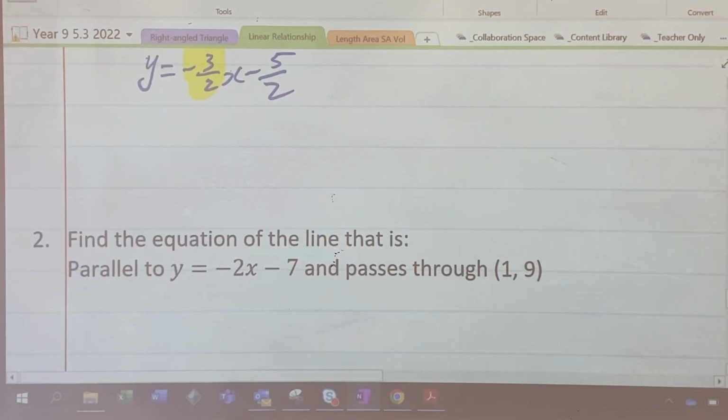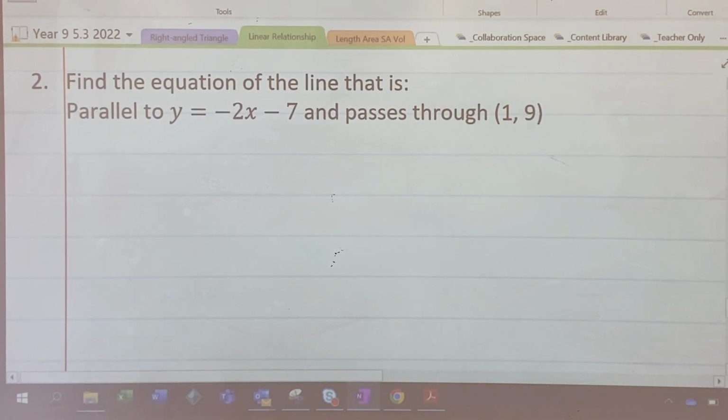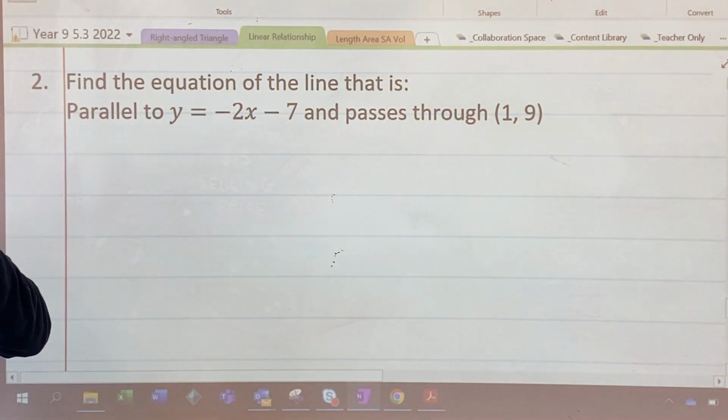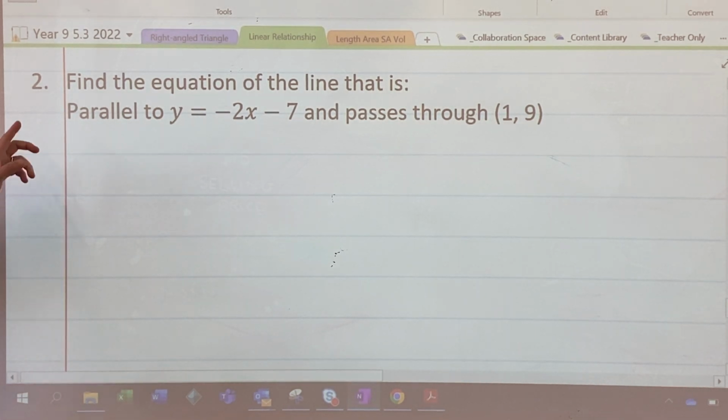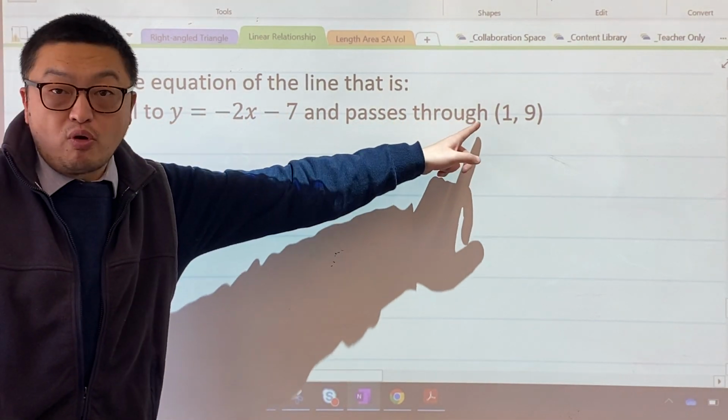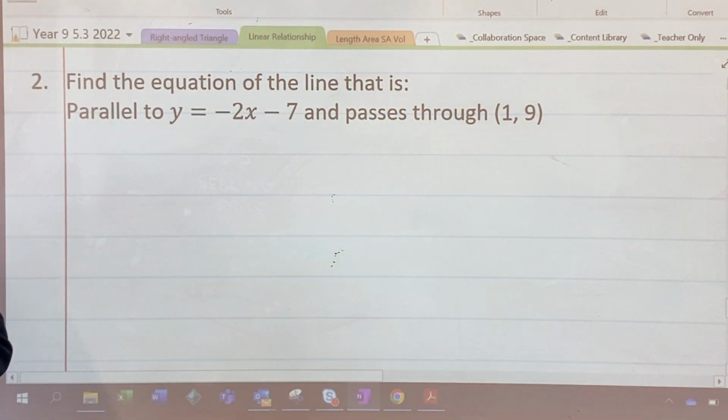Move on. Now this sort of thing is quite important for your assessment task later on. Find the equation of the line that is parallel to this and passes through this point. If you did your homework from last week, we did find the equation of a line that passes through a point with a given gradient. Today is exactly the same, just with a little extra about parallel or perpendicular now.